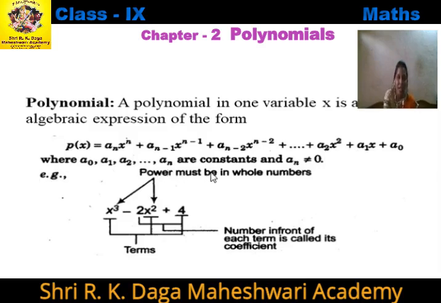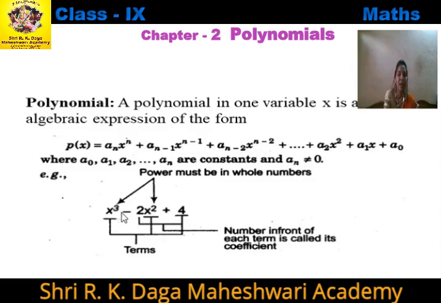where a0, a1, a2 up to an are constants, which are called coefficients of the respective terms, and an is not equal to 0. For example, x cube minus 2x square plus 4. Here this is a polynomial of one variable x.